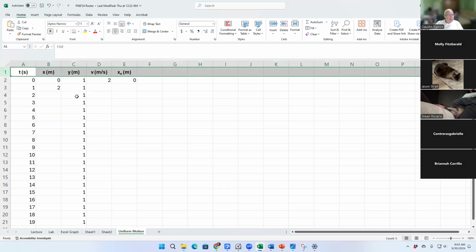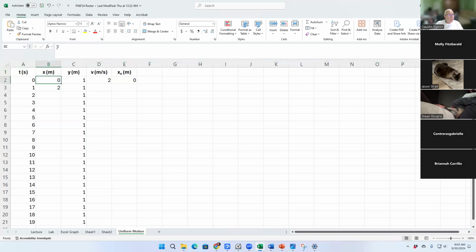x naught, v, and then I'm going to write down the equation of motion right in here. Look here, x naught, but then I have to put a $ sign here so the row number doesn't change, it stays at 2 because I have only one value here. Plus v, I do the same with the v. I put a $ sign here times t.